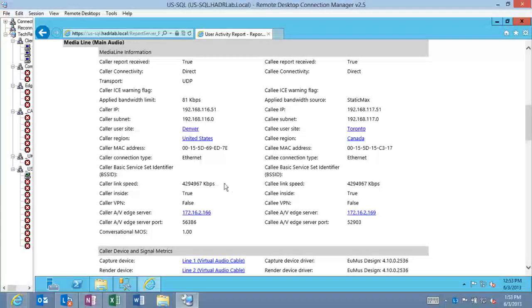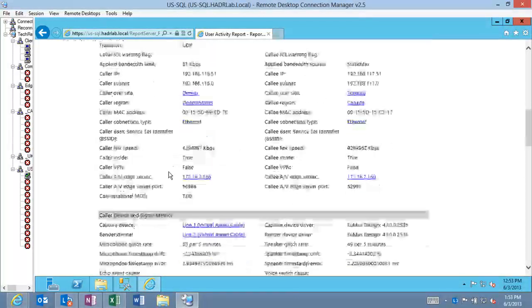And then as Nick mentioned earlier, we have user sites and regions configured in our environment, so all that site and region information is surfaced in here as well.